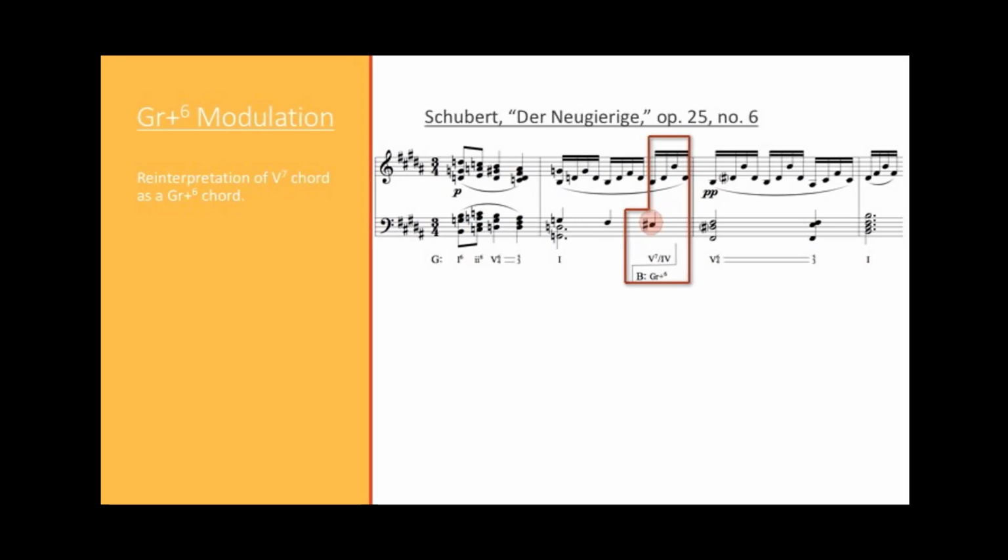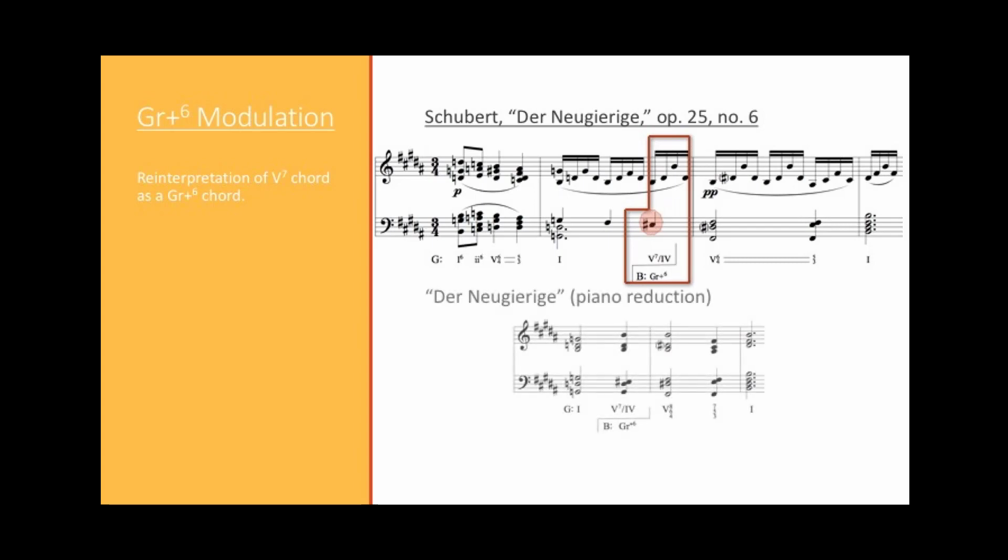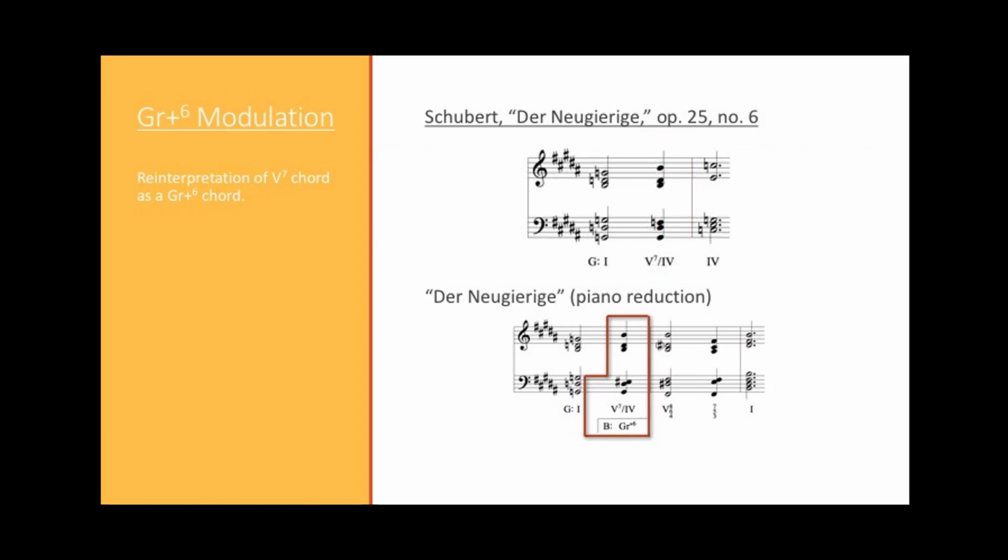Sure enough, the composer treats this chord like a German augmented sixth chord in the key of B natural to modulate the music out of the temporary key of G major and back to the original key of B. Here is a piano reduction of what we might have expected compared to what Schubert does.